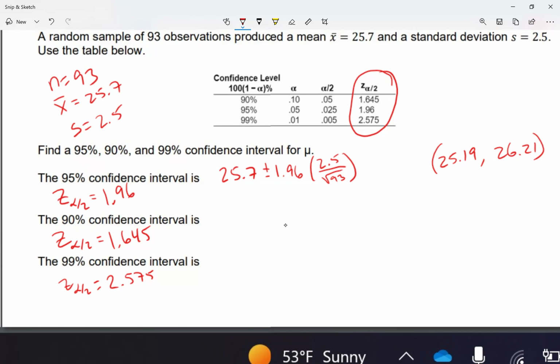Now let's do the 90% interval. I'm going to go 25.7 plus or minus 1.645 times 2.5 divided by the square root of 93. My interval in this case is going to be 25.27 and 26.13.